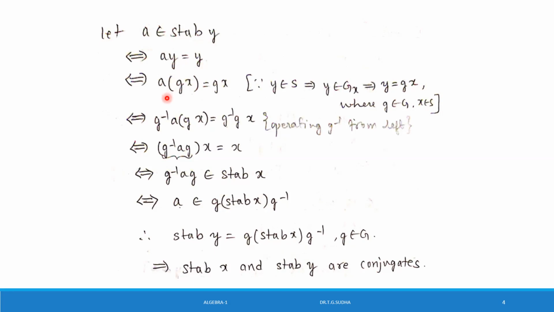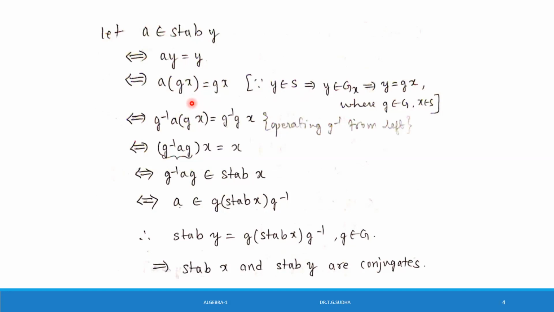From here, we can write y belongs to S, and the group action is transitive. And we have taken S is equal to Gx for some x. So y belongs to Gx. And this implies y can be written as some gx where g belongs to G. So we can replace y by gx and we get a into gx is equal to gx.